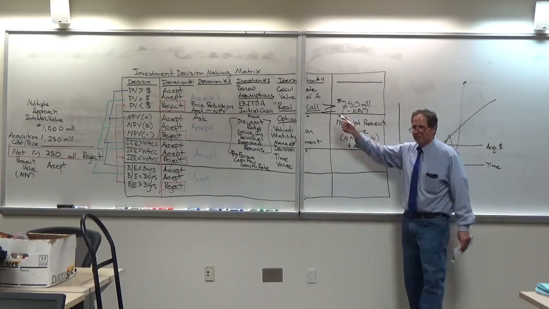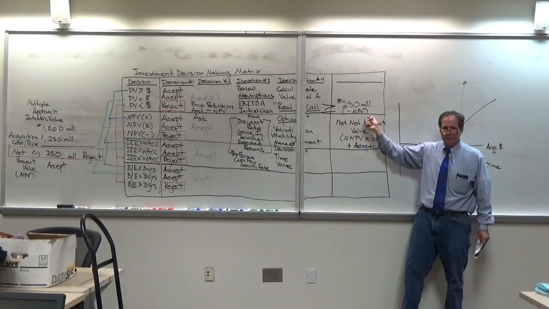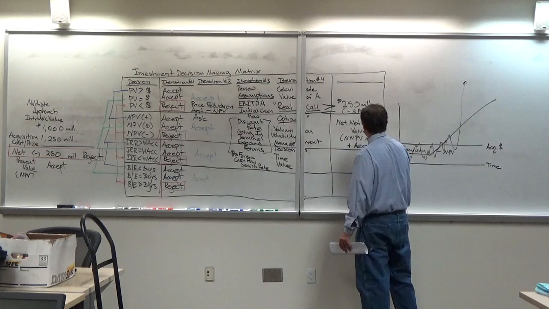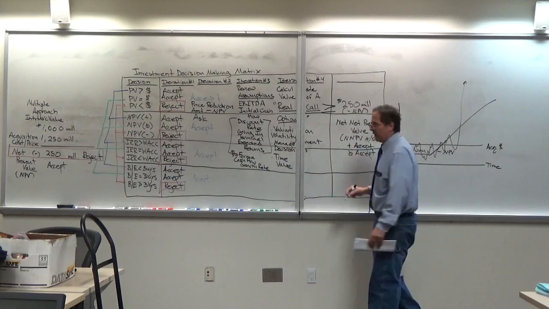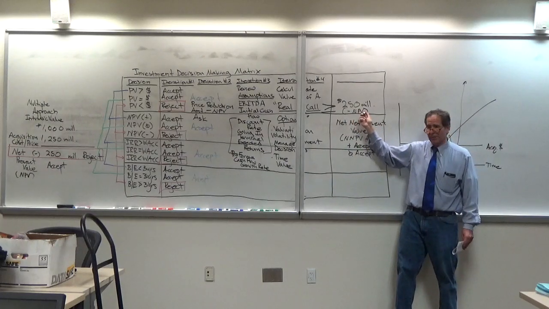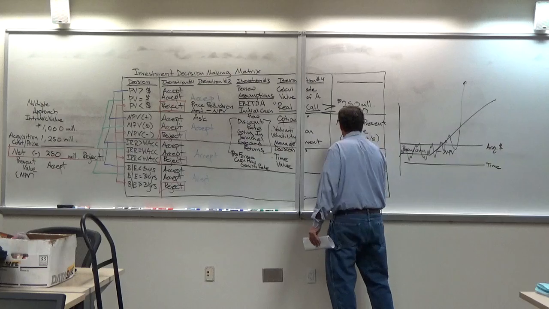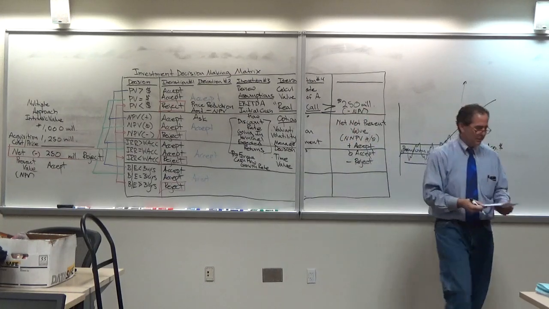And what if the value of the real call option is exactly equal to the negative $250 million net present value? Then what's your net present value? 0. Do you accept or reject it? Accept it. And if the value of the real call option is less than the negative net present value of $250 million, then your net present value is negative. Got it.